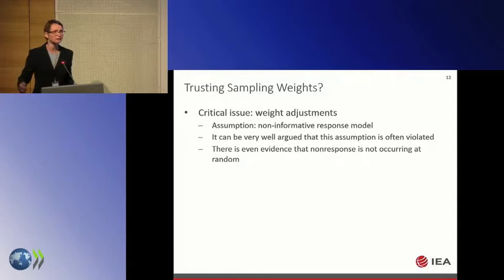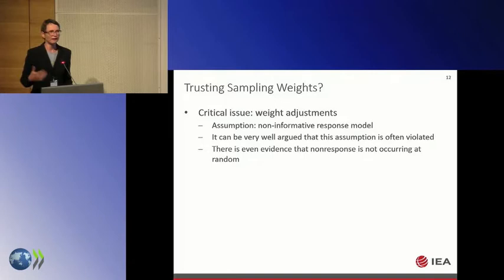So we will have schools that refuse to participate. We have individuals that do not respond in our survey. So in order to make up for that, we compute so-called weight non-response adjustments. And here we work with a very strong assumption that is the non-informative response model. And this model basically says the non-respondents are not at all different to the respondents. Now, everyone can argue very well that this might be a very strong assumption. And there's even evidence that this might not be true.